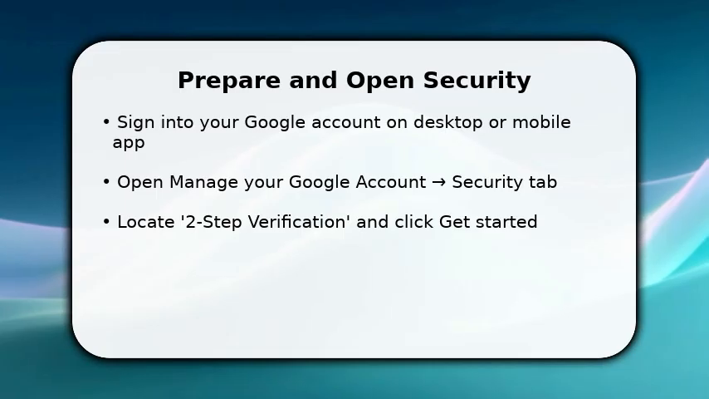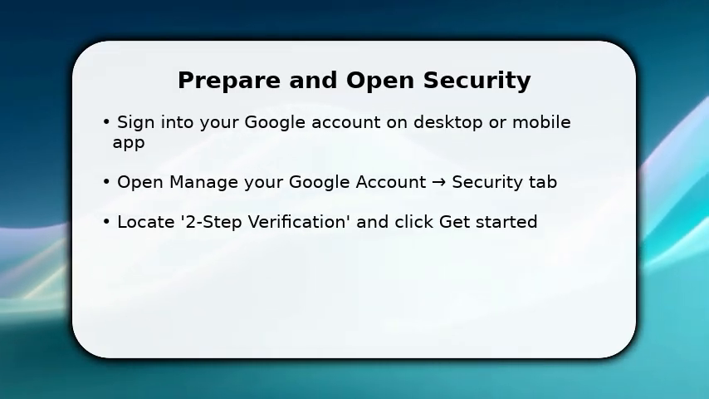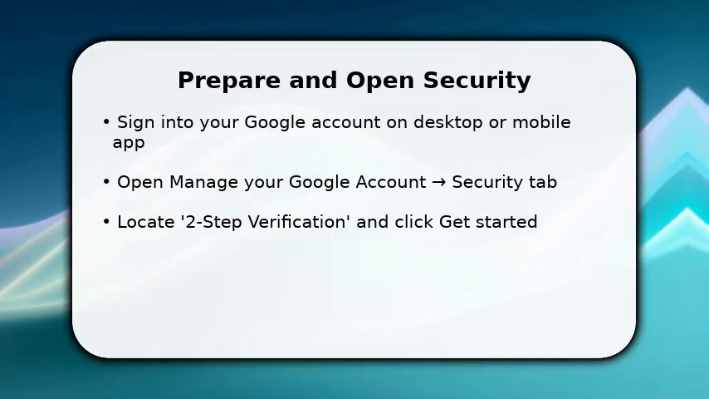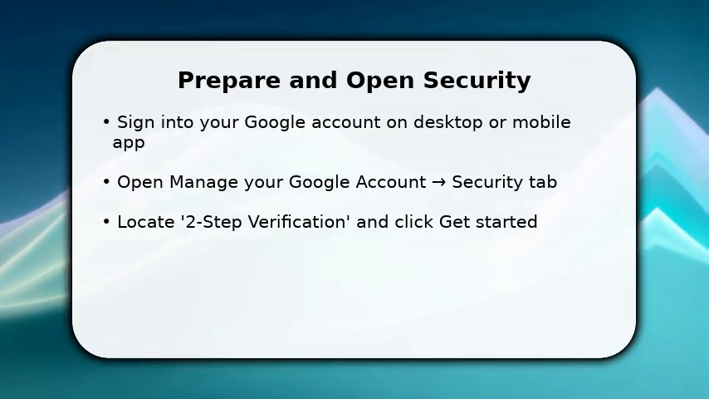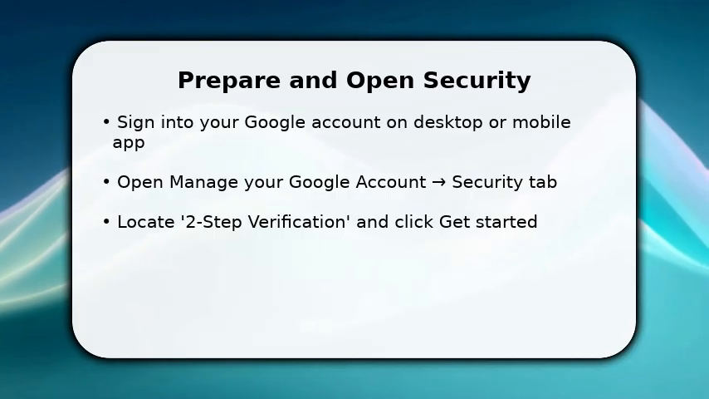You're starting at your Google account settings. Sign in now and go straight to security. Once there, find two-step verification and click Get Started. This begins the flow that ties a second factor to your login.